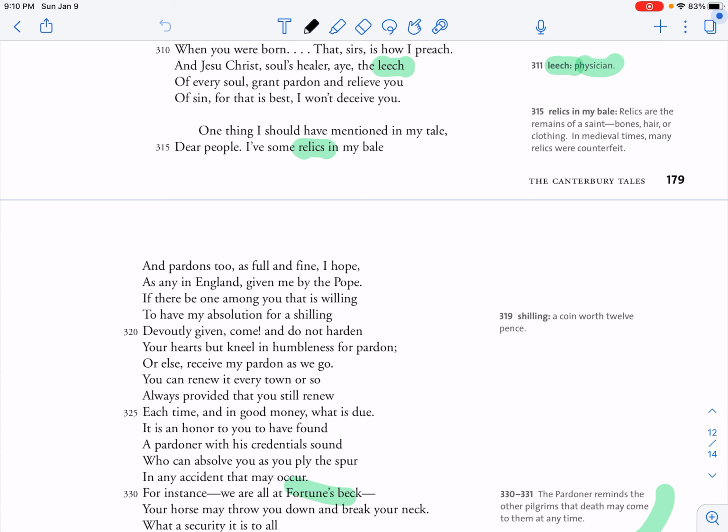And Jesus Christ, soul's healer, aye, the leech of every soul, grant pardon and relieve you of sin, for that is best. I won't deceive you.